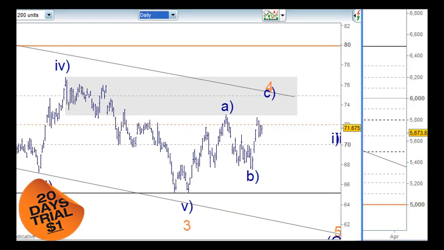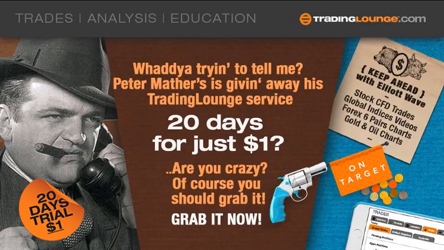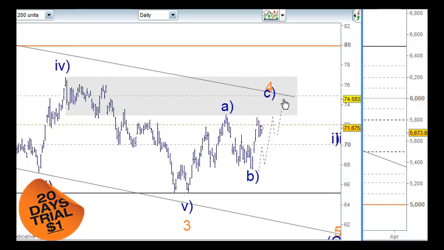So one of the questions we can look at with CBA and the other banks as well is we can look at this as 1 and 2 in here, and 3 and 4 here, wave 4 here, and then pushing up for wave 5 here. So we're going to monitor this wave 5 here, and looking at this as an A and a B and a C.